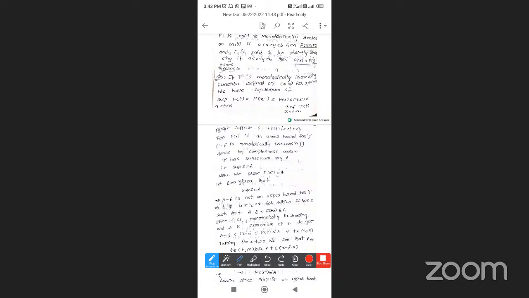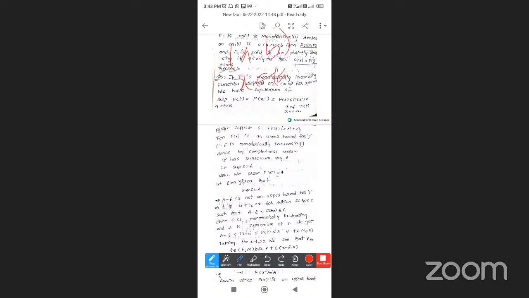It is theorem 6.7.3 on page number 67. Okay, I am going to read it. Let f be a monotonically increasing function defined on the open interval (a, b).